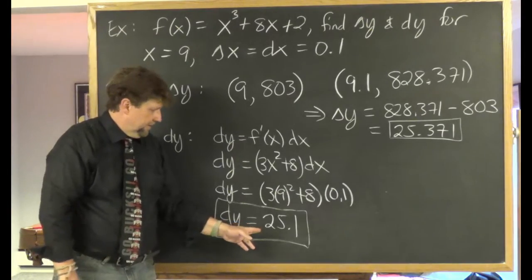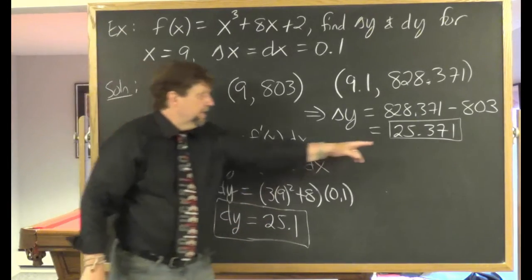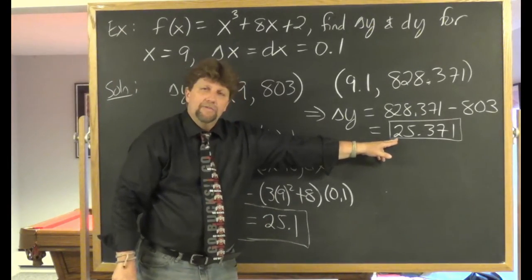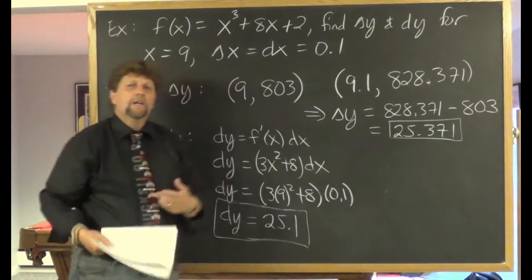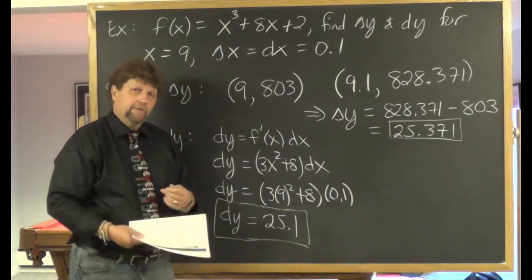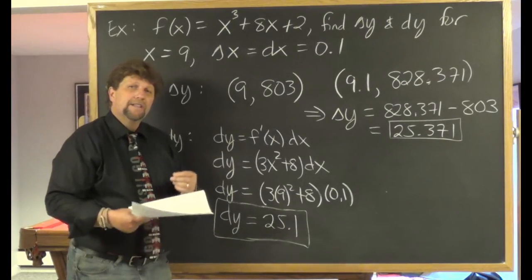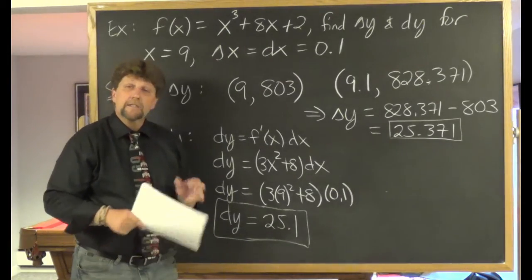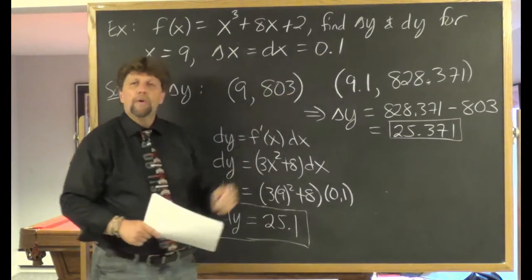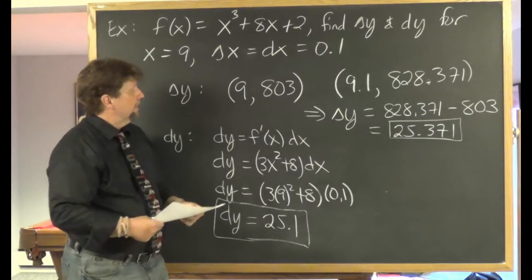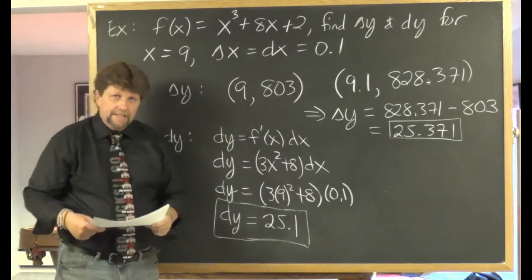And notice the value for dy is pretty darn close to the value of delta y. And that's something that we saw. dy will be a good approximation for delta y as long as our delta x, which equals dx, is small. And 0.1, well, that is small. So hopefully that example makes sense.